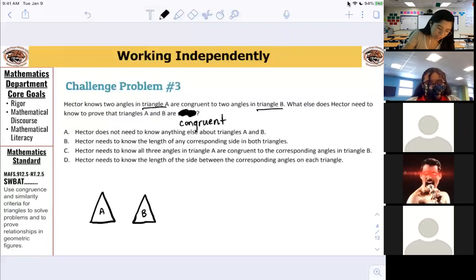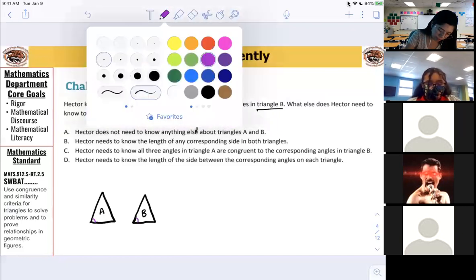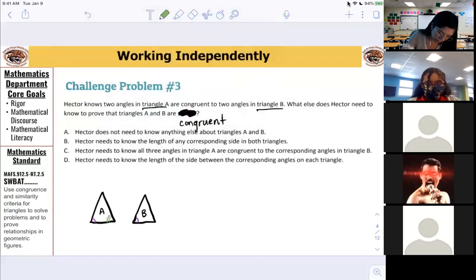All right, so he knows that 2 angles are congruent. So let's draw that. 2 angles are congruent. Any of them work because it doesn't specify. Do it different. And the question is, what else does he need to prove in order to prove that they're congruent? So Perla, what do you think?